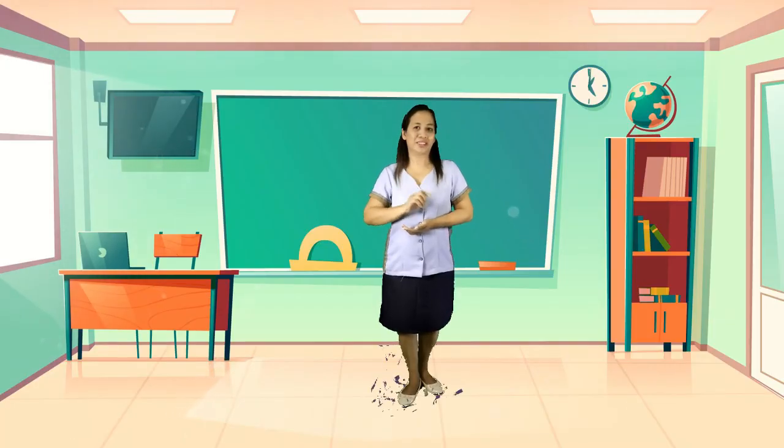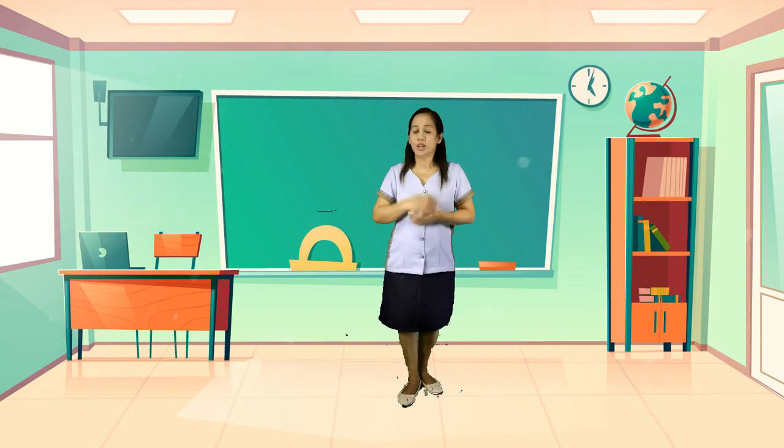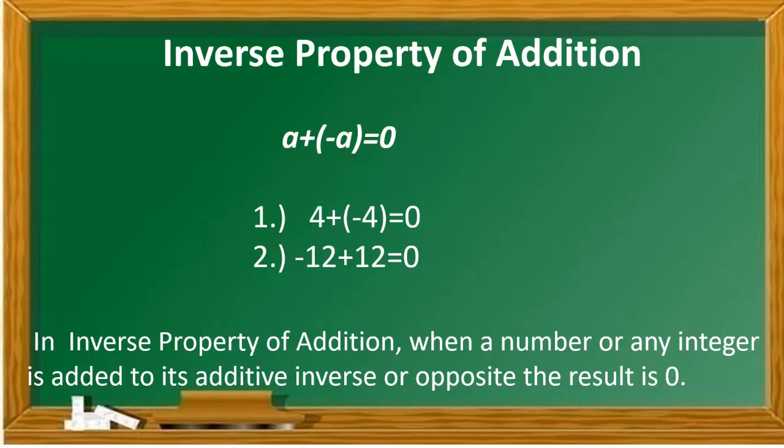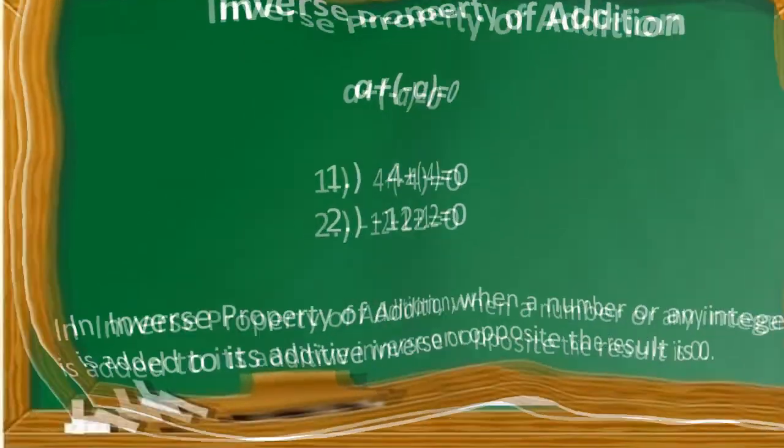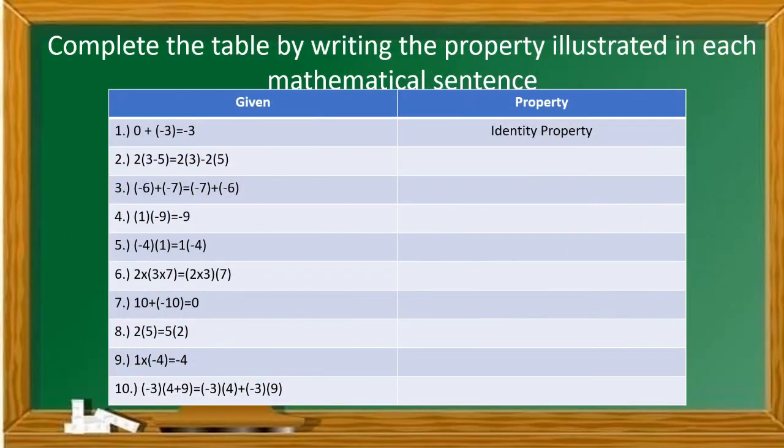Let us check your understanding of this topic through the given exercise. Complete the table by writing the property illustrated in each mathematical sentence. Number 1 was done for you. Let us check your work.